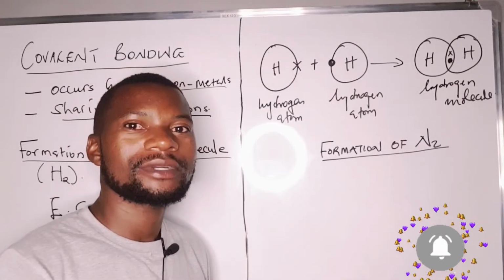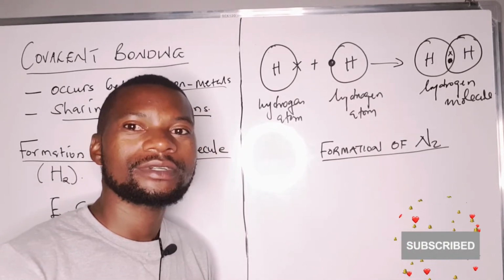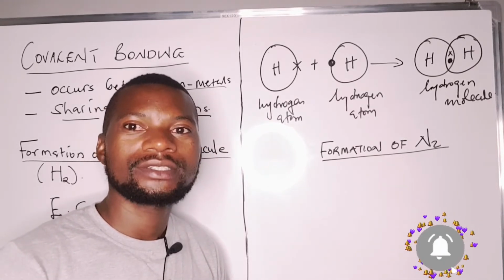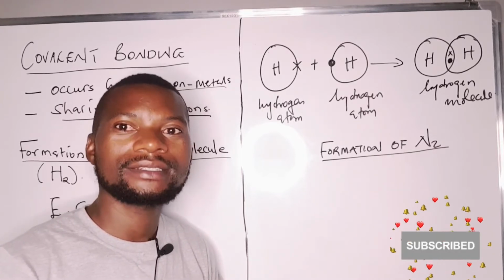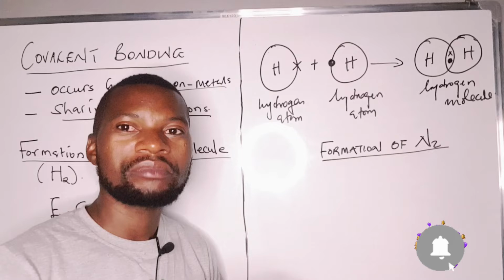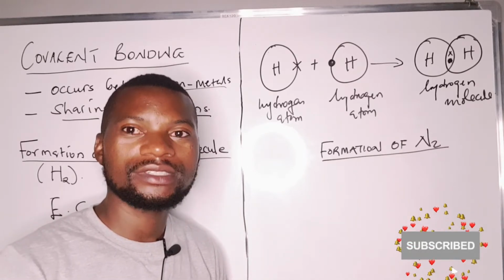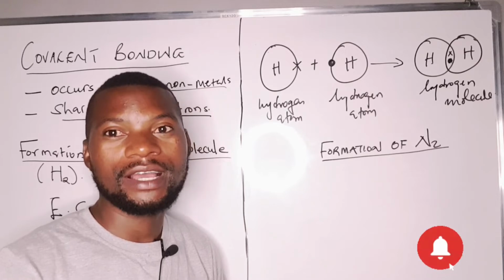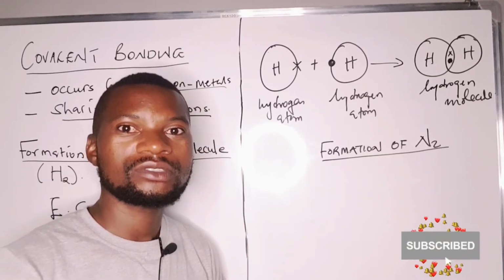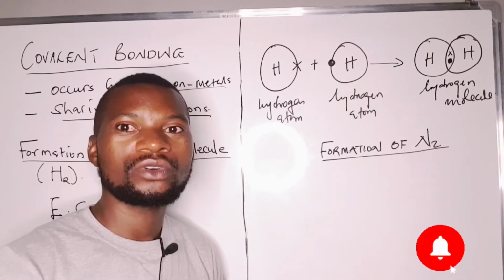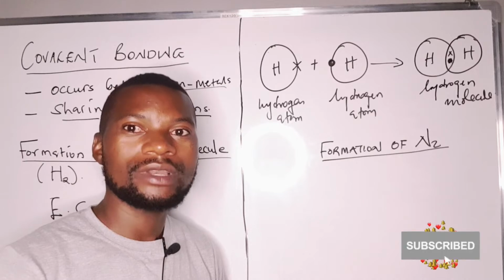We look at the formation of nitrogen molecule. So nitrogen molecule is formed when two atoms of nitrogen are combined. This combination of two atoms of nitrogen requires the sharing of electrons between the two nitrogen atoms. So when writing the formation of nitrogen molecule, first of all, you have to write the electron configuration for nitrogen.